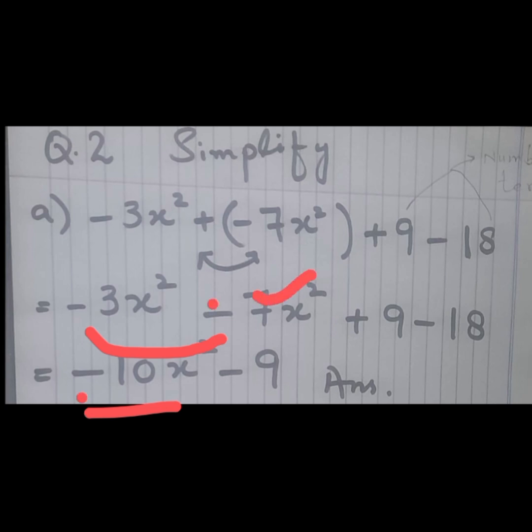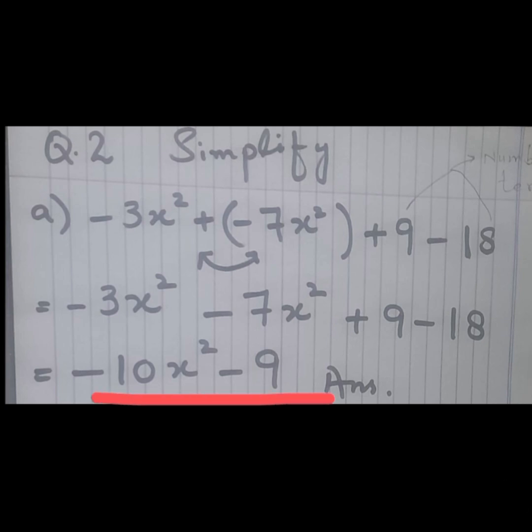And then come to the number terms, plus 9 and minus 18. They both are number terms, so they are also like terms. If you see, they have opposite signs, plus and minus. Opposite sign means you will subtract them. 9 will be subtracted from 18 and the answer is 9, and here we put the negative sign because the sign of the bigger number is mentioned with the answer of the subtraction. Here the final answer is minus 10x square minus 9.